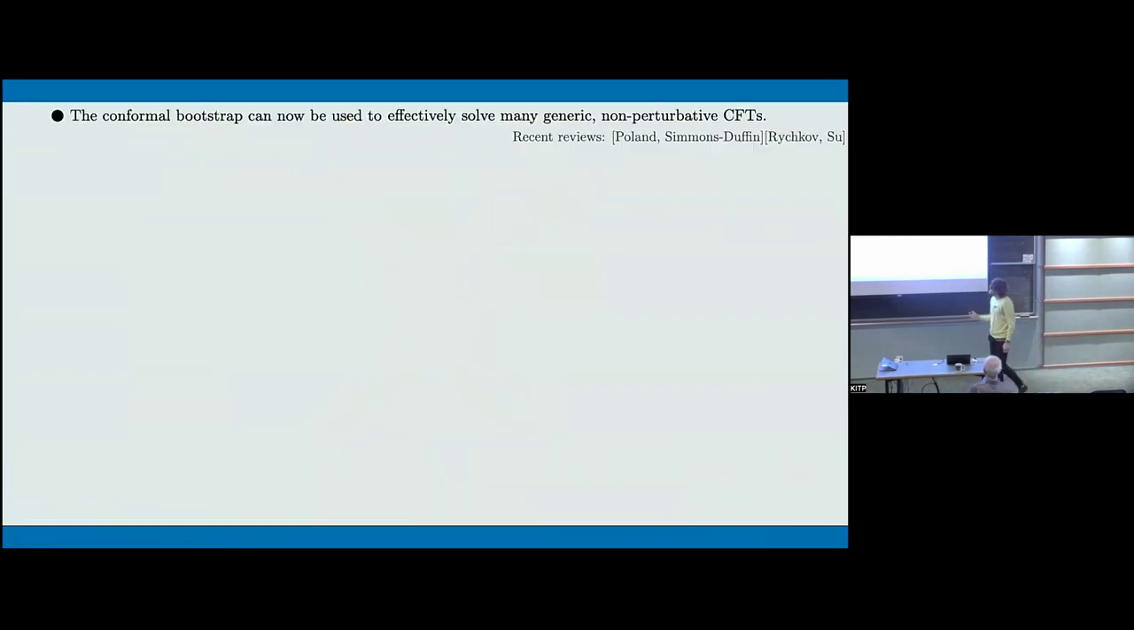So let me start by celebrating the success of a different type of Bootstrap by reminding you that by now the conformal Bootstrap has evolved into this framework which allows us to, in a sense, effectively solve many very generic conformal field theories.